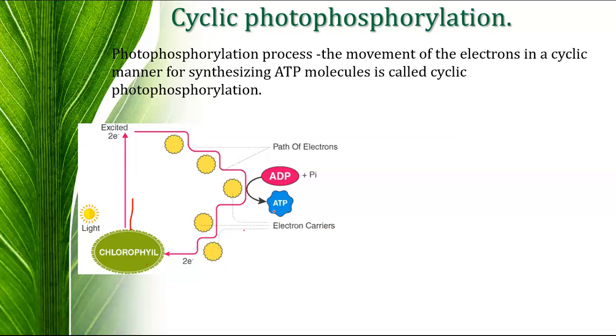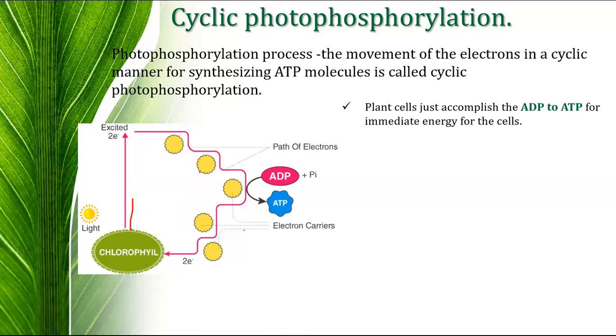So cyclic photophosphorylation occurs only when the light wavelength is beyond 680, and there is a large amount of availability of excitation. Now the plant cells accomplish the conversion of ADP to ATP for the immediate energy. That means this cyclic photophosphorylation is the process for the immediate energy formation of a cell.